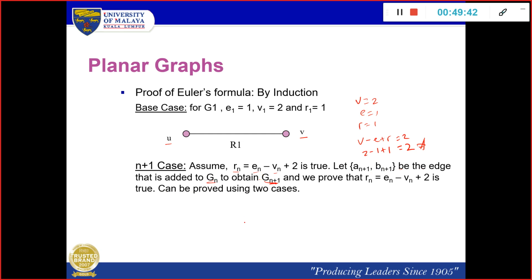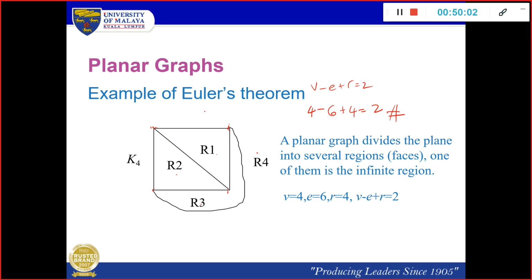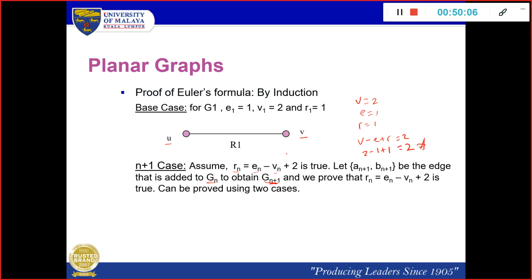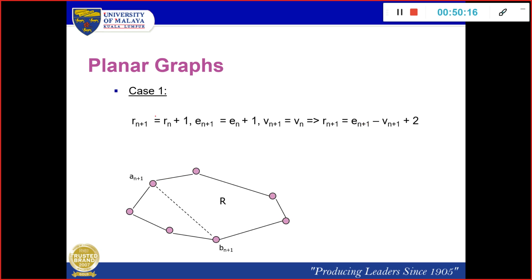Okay? We prove that Rn equals En minus Vn plus 2 is true, which can be proved using 2 cases. Let's say you add an edge to Gn, from Gn to Gn plus 1. So you want to prove Euler's theorem, we call it Euler's planar graph theorem. Okay, you want to prove that. There are two ways to prove it, using the base case and using the n plus 1 case. So case 1, let's say you ignore this edge. So you have only 1, 2, 3, 4, 5, 6, 7 vertices.